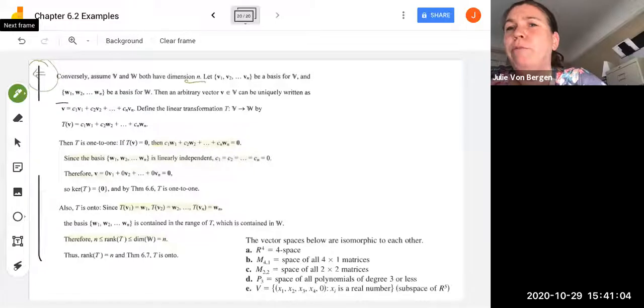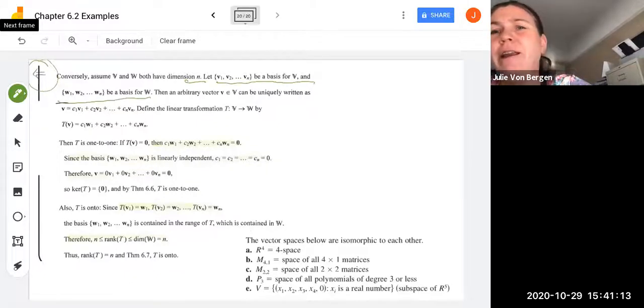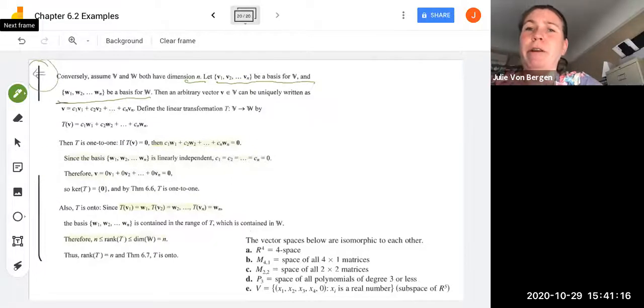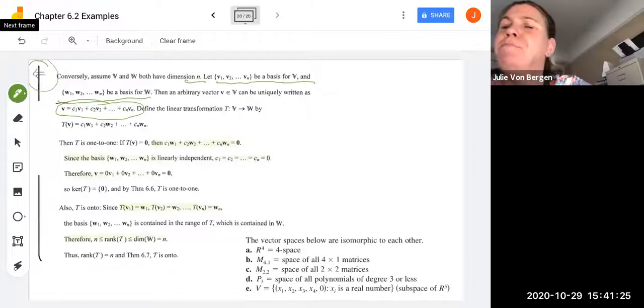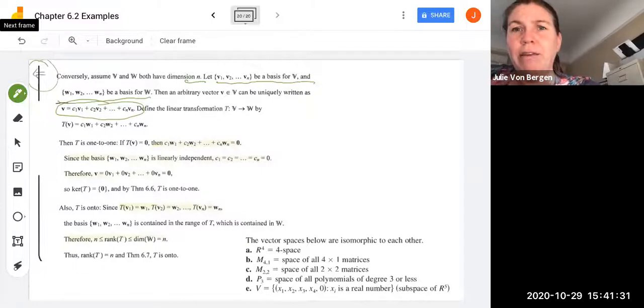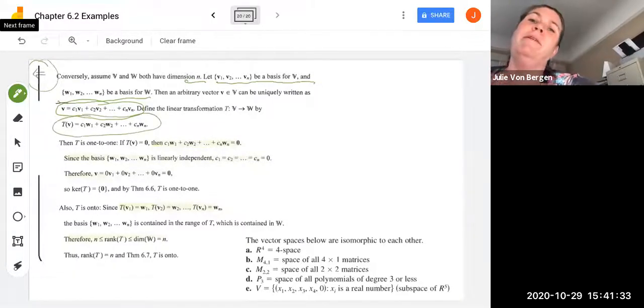And then we're going to let V1 through Vn be a basis for V, and W1 through Wn be a basis for W. Then an arbitrary vector V in vector space capital V can be written uniquely as a linear combination of scalars C1 through Cn multiplied by vectors V1 through Vn and then added up. So then we can define the linear transformation T mapping V to W by T of V equals C1 W1 plus C2 W2 plus and so on until plus Cn multiplied by Wn, where the C's are scalars and the W's are the basis vectors for W.